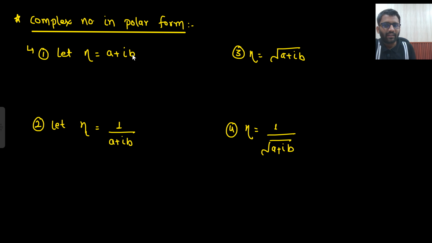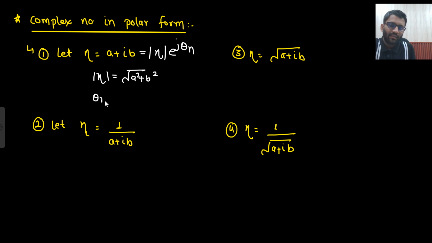You need to represent eta = a + jb in polar form. What do you mean by polar form? In polar form, you write down the magnitude along with the angle. So what will be the magnitude of this? Magnitude will be root a square plus b square. And what will be the angle? That will be tan inverse b by a.